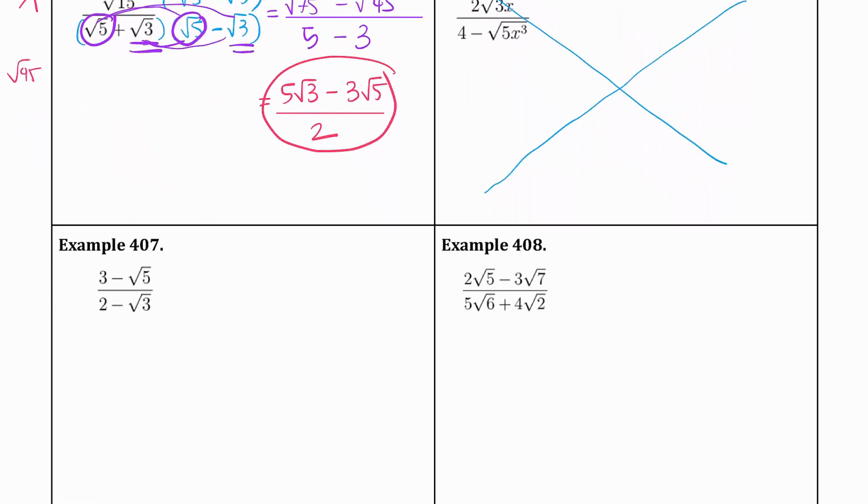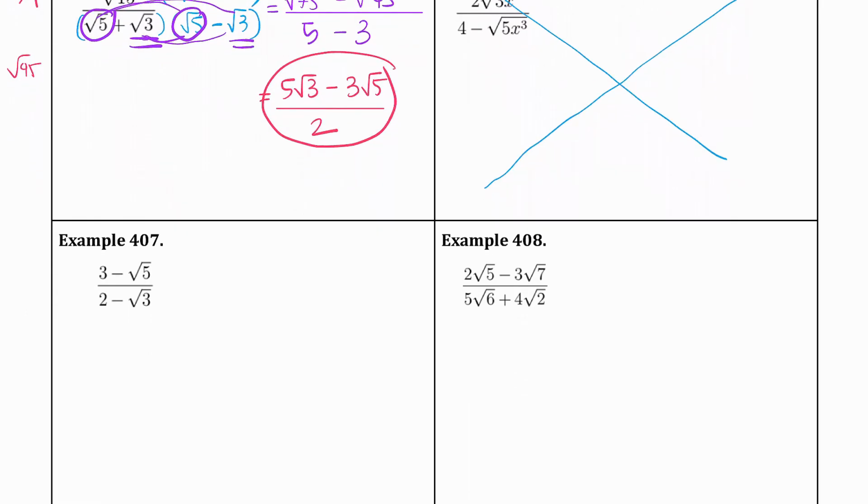All right, and then on these last two here, 407 and 408, same process. It's just going to take a little bit longer because we've got to multiply the top and bottom. Both of them are a binomial times a binomial. So I'm going to multiply by the conjugate, 2 plus square root of 3, 2 plus square root of 3.